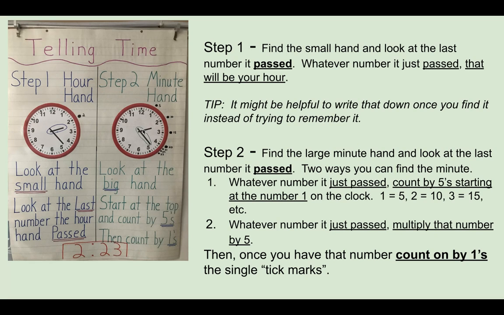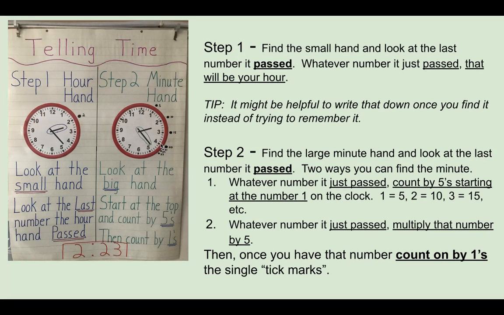So if we go over here, we first identify the minute hand as this long one. Again, looking at what number it passed, if we go around our circle, it passed the number 4, but did it pass the number 5? Not yet. So we go back to the number 4. So we know that the minute hand passed the number 4, so that's going to be our important number. From there, we can either start at the number 1 and count by 5s. 5, 10, 15, 20. Or we can multiply the number 4 by 5. 4 times 5 would be 20.